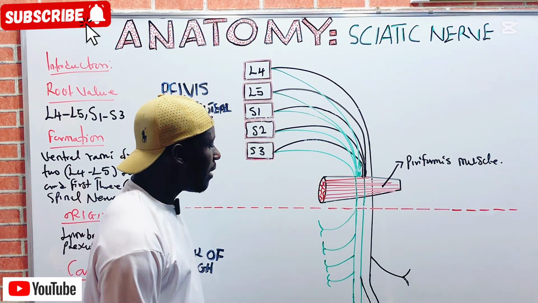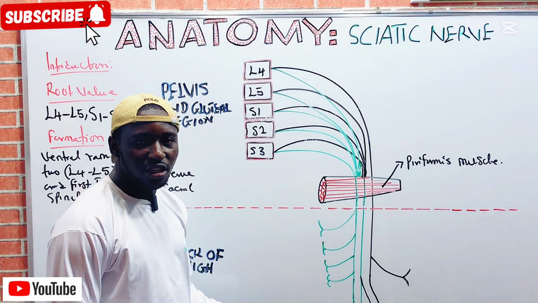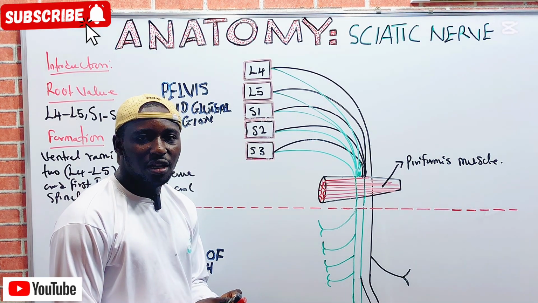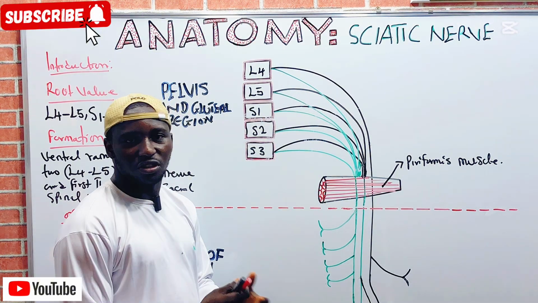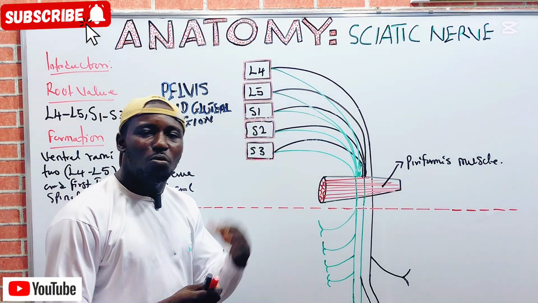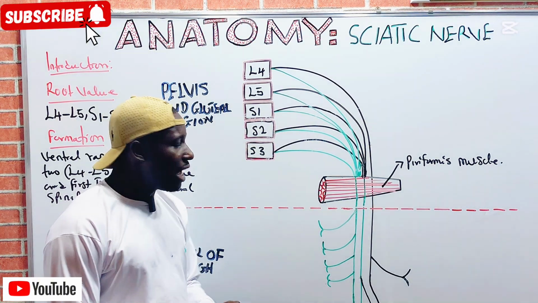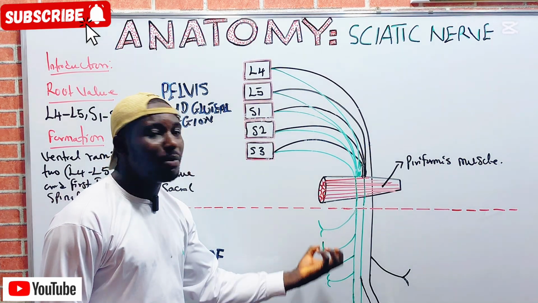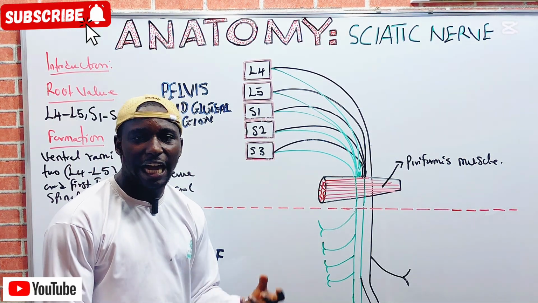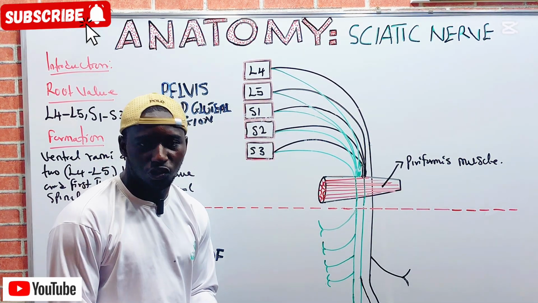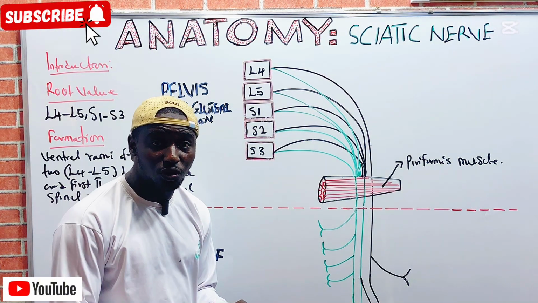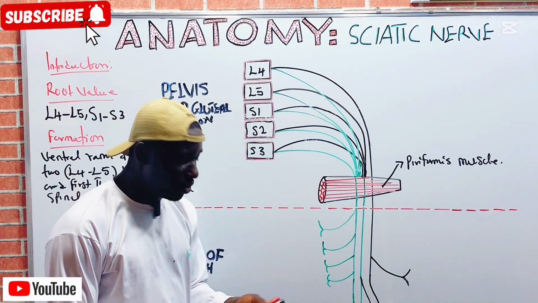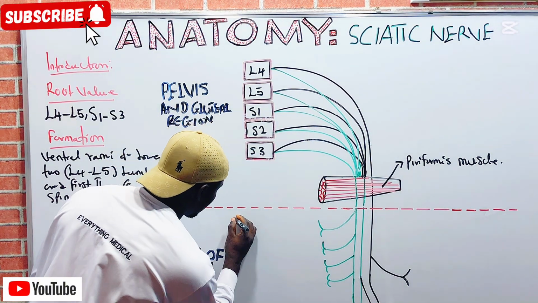Now, at the back of the thigh, the sciatic nerve gives some motor innervation. As the sciatic nerve crosses the back of the thigh, which is the posterior compartment of the thigh, it supplies the hamstring muscles. The first muscle it supplies is the semitendinosus. Here.